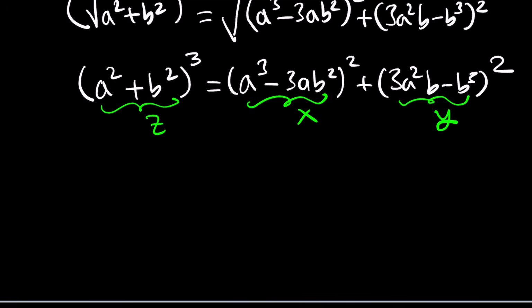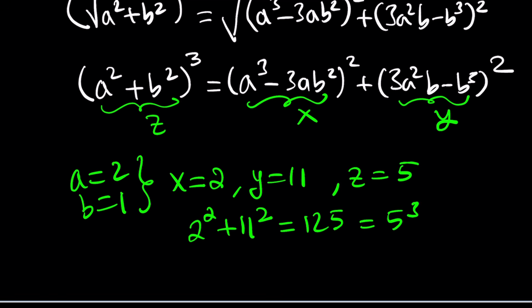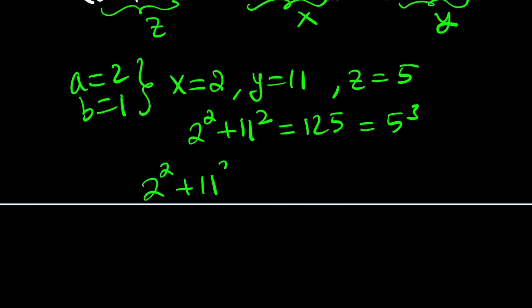Now let's go ahead and assume that a is 2, b is 1. From here, if you evaluate it, x will be 2, y will be 11, and z will be 5. And notice that 2 squared plus 11 squared is equal to 4 plus 121, which is 125, and that's equal to 5 cubed. So we basically verified that this is indeed a solution of our problem. Nice, right? And notice that in this case, the x, y, z values don't have to have a common factor, or x and y don't have to be divisible by z.